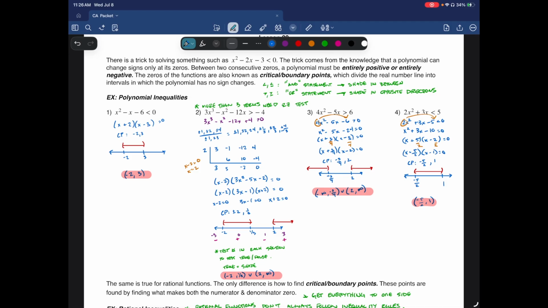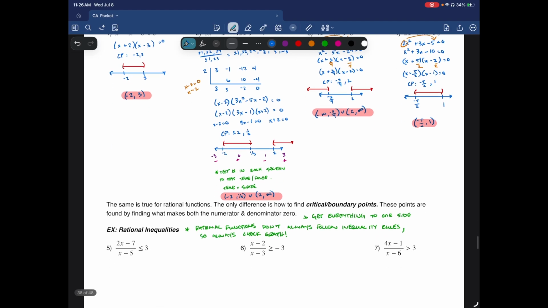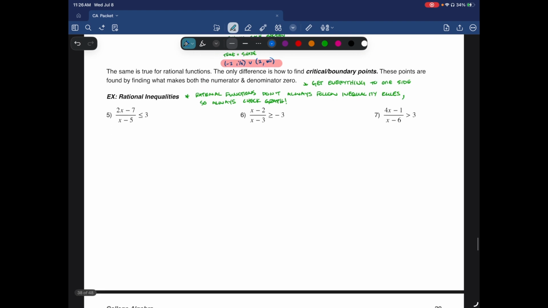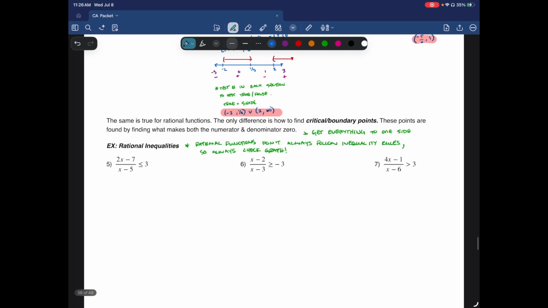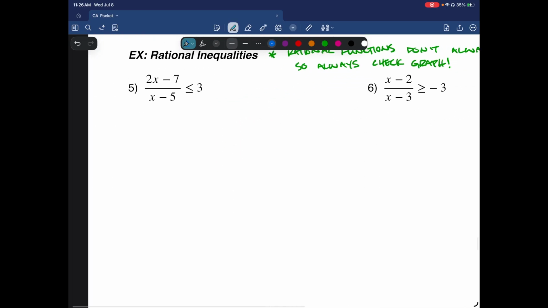Now, when it comes to rational inequalities, you want to get everything to one side. So it needs to be equal to 0. And that's your starting point. And then the rational functions, unlike polynomial and every other inequality, they don't necessarily follow the rules that we've already established. So you always want to check your graph. So you find your critical points and then you check your graph, just like we did on number 2 up there.